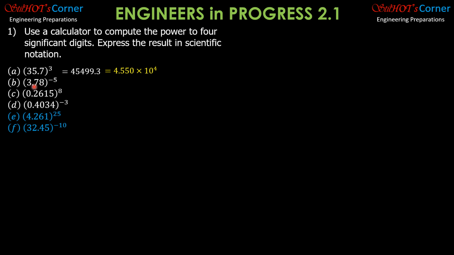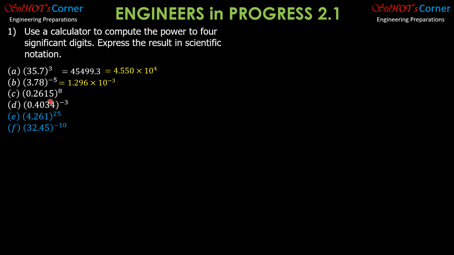Then for the next problem, use your calculator. 3.78 quantity raised to negative 5, and it is automatic. 1.296 times 10 to the negative 3. So there's no need to transform it into scientific notation and express it to 4 significant figures.